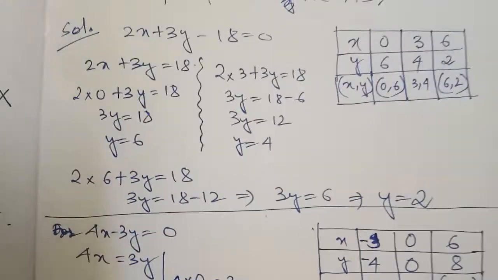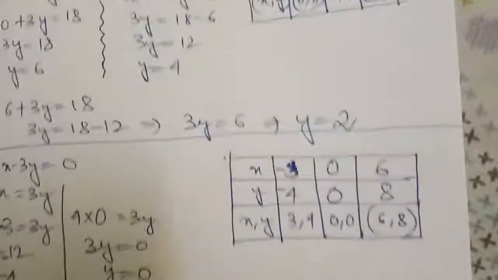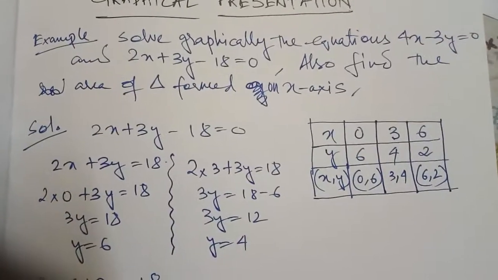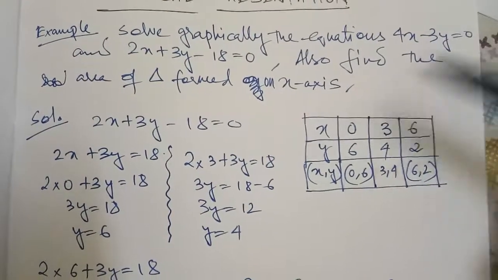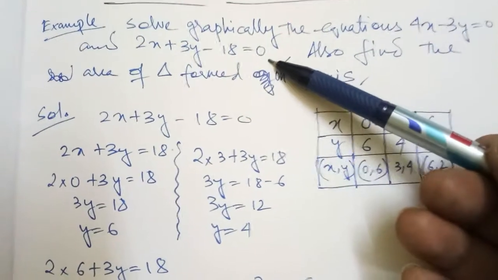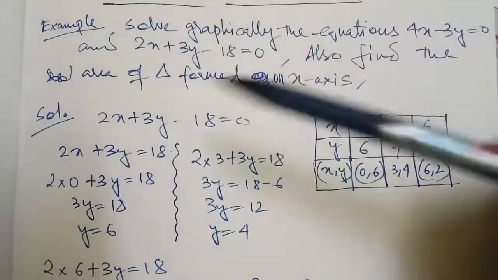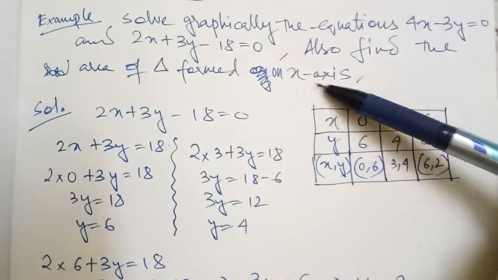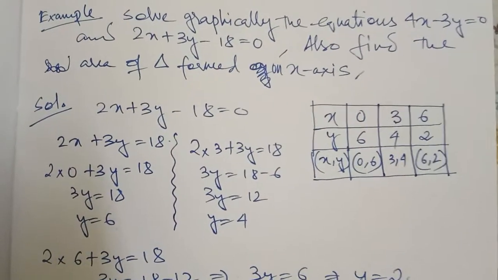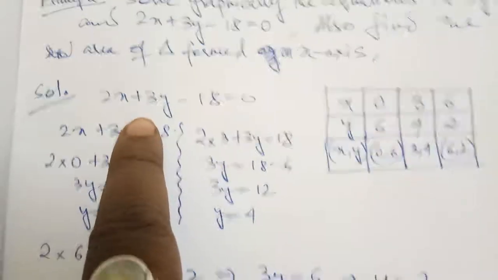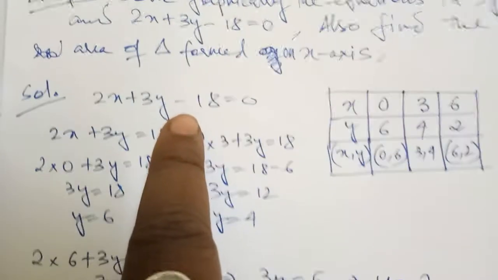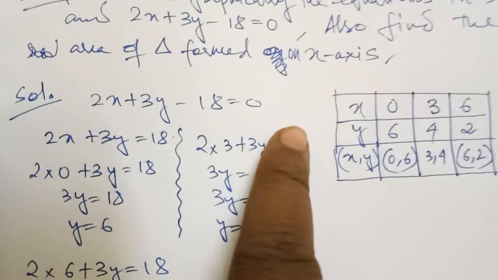Okay, now I've taken one example to represent in the graph. That example is: solve graphically the equations 4x minus 3y equal to 0 and 2x plus 3y minus 18 equals 0. Also find the area of the triangle formed on the x-axis. See what I've written over here. First I've written the second equation. I've made a mistake. You can start with the first equation.